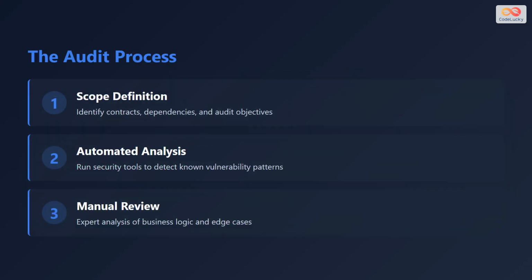The audit process follows a systematic approach with three main phases. First is scope definition, where auditors identify which contracts need to be reviewed, their dependencies, and the specific objectives of the audit. Second is automated analysis, where security tools scan the code to detect known vulnerability patterns quickly and efficiently. Third is manual review, where expert auditors analyze the business logic, edge cases, and complex interactions that automated tools might miss. This combination of automated and manual techniques ensures thorough coverage.